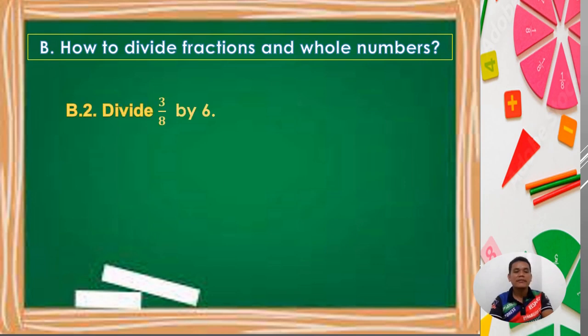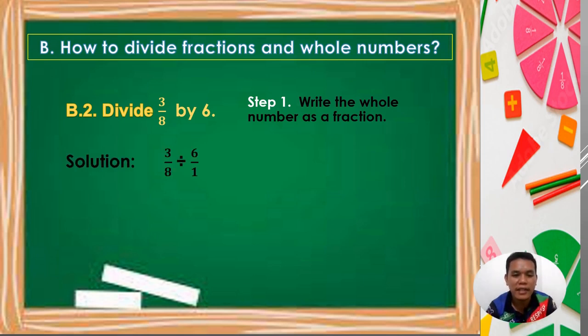Another example. Divide 3/8 by 6. Our divisor here is our whole number. Earlier, the dividend was the whole number. But still, we are going to follow the same steps. Step 1, write the whole number as a fraction. So that becomes 3/8 divided by 6. So we express 6 as a fraction. That is 6 over 1. We simply use 1 as our denominator.